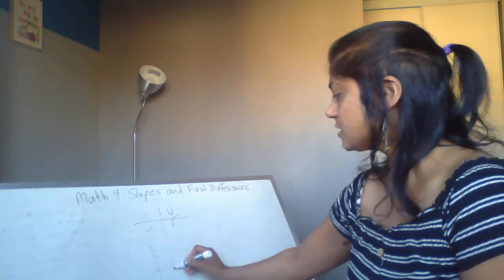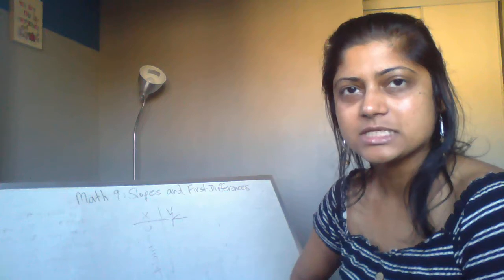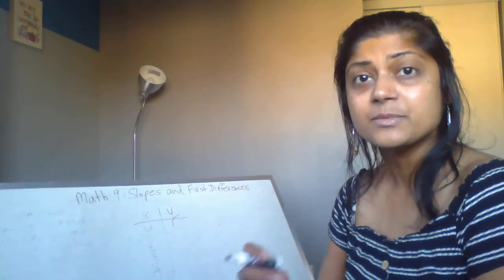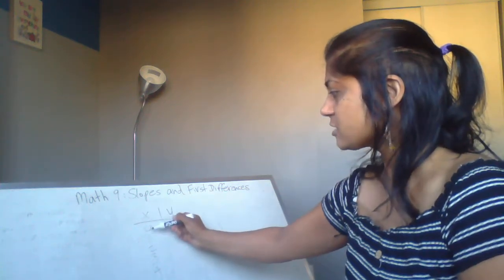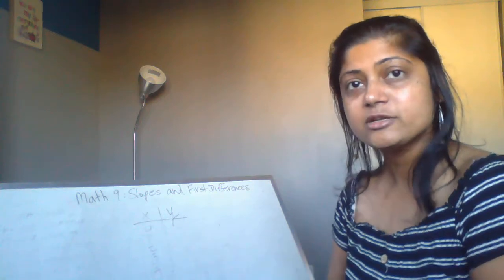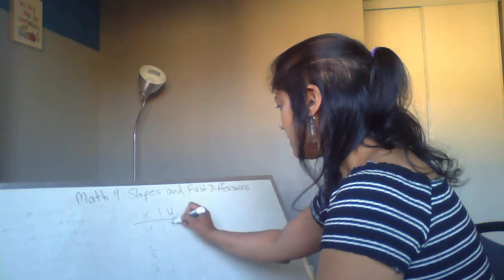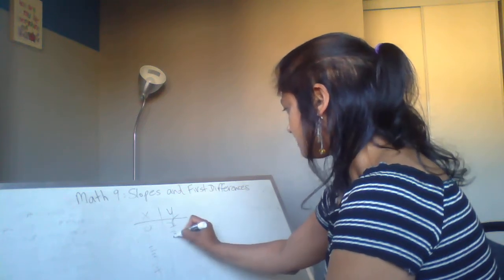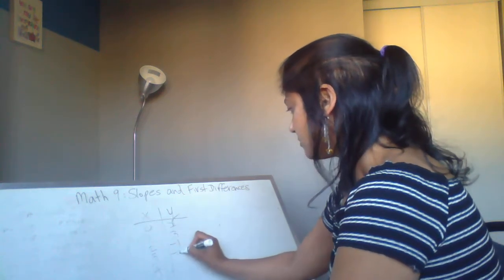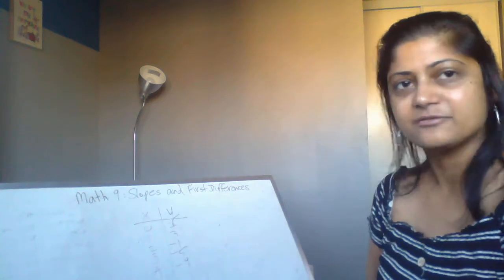Whenever you do this, make sure that the x value is increasing by the same amount. Here I can see I'm going 0, 1, 2, 3, 4. Each time the x value is increasing by 1. For the y value, it does not make a difference. So negative 1, we'll put negative 5 and negative 9.